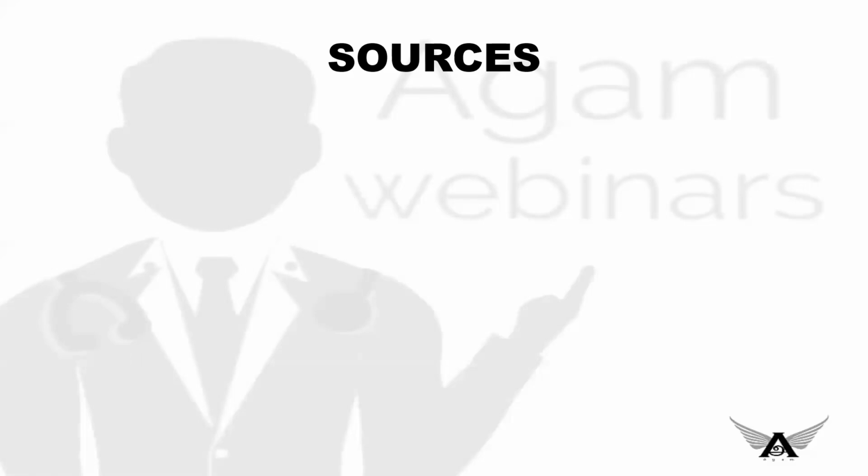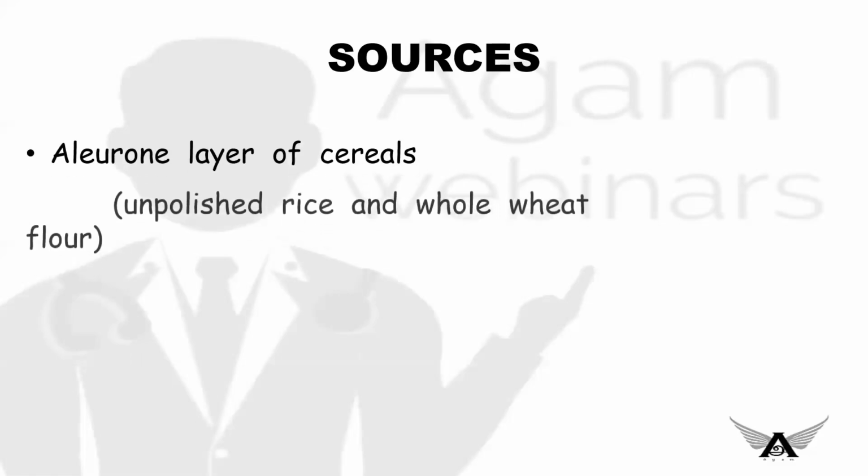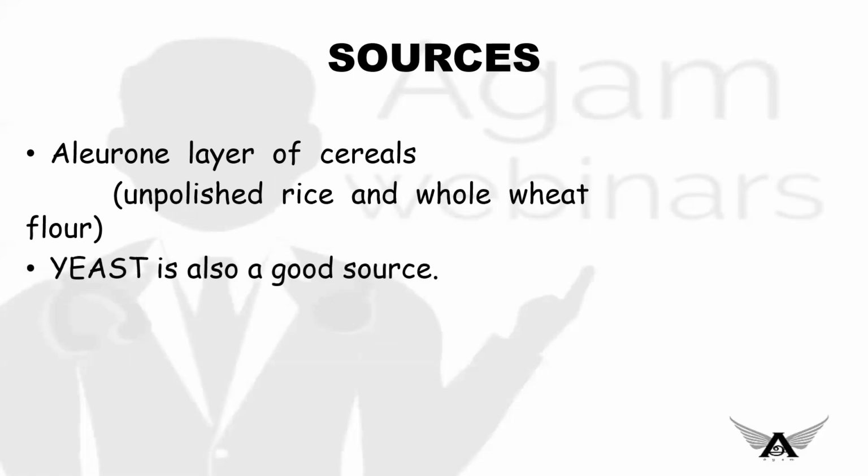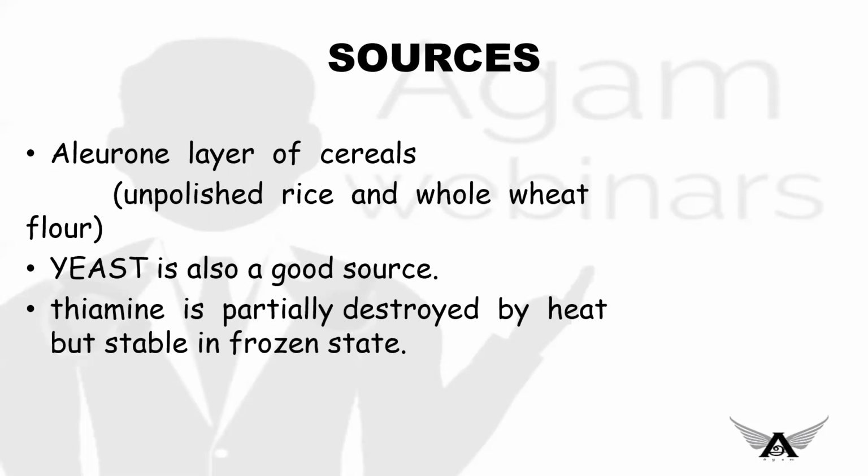The sources are generally the aleurone layer of cereals, especially unpolished rice and whole wheat flour, which are the major sources. And yeast is also a good source. This vitamin thiamine is heat unstable, which means it is partially destroyed by heat. When we cook food at more than 100 degrees, this thiamine will be destroyed. But it is stable in the frozen state. So here we conclude thiamine is a heat unstable, sulfur containing water soluble vitamin. This statement, however, they may ask in an MCQ question.